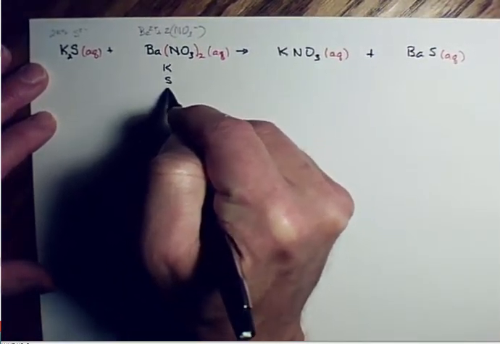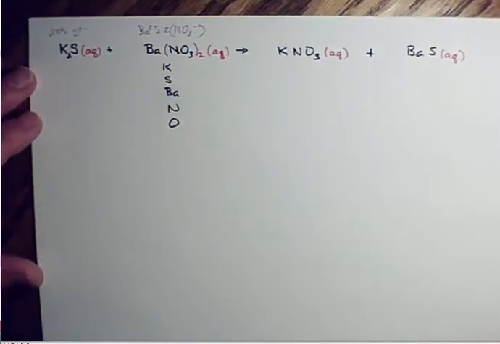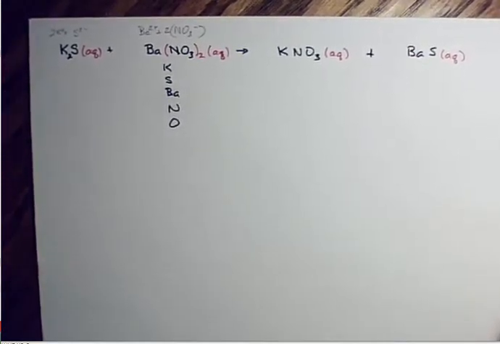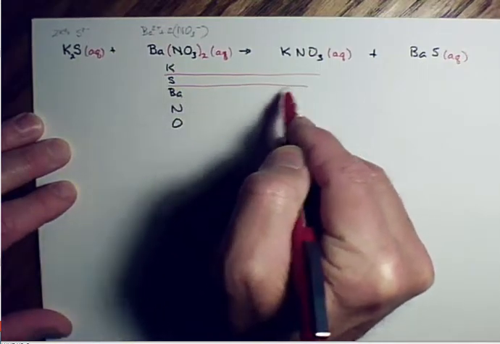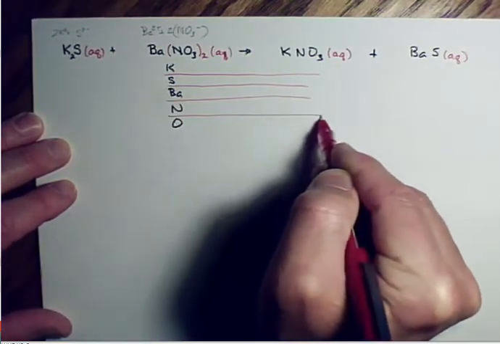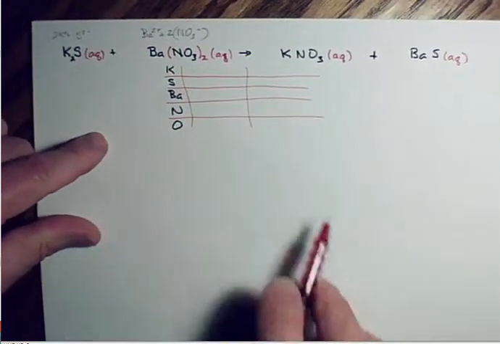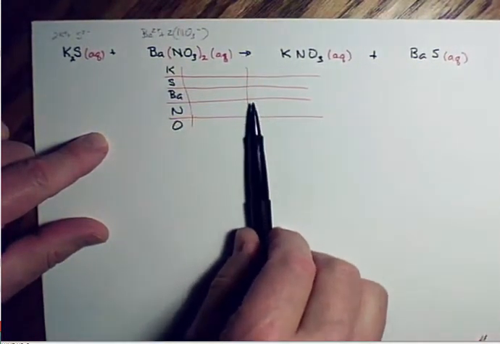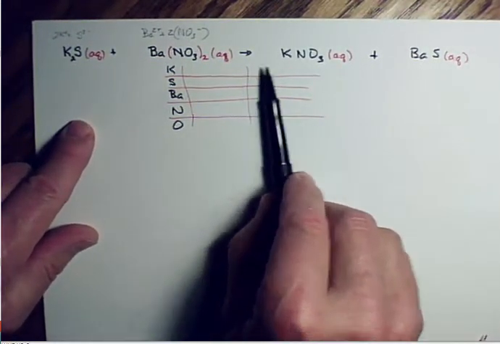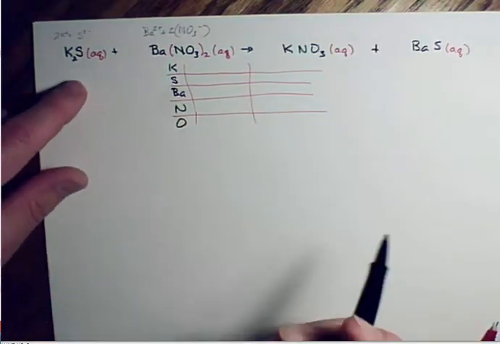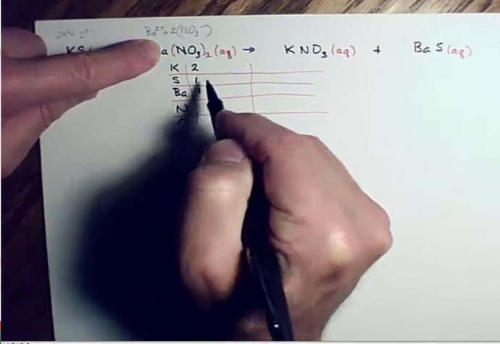So K and S and Ba, N, and O are the elements we have in the equation. So we're going to use an atom inventory to balance this. I'm going to count the elements we have on both sides of the equation. So I've got a line directly under the arrow here, and everything I'll put on this side is what's on this side of the equation. What I put on this side of the arrows is what's on this side of the equation. So we've got 2 potassiums and 1 sulfur, 1 barium.